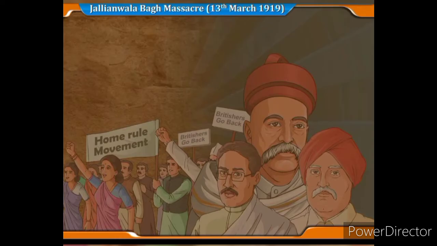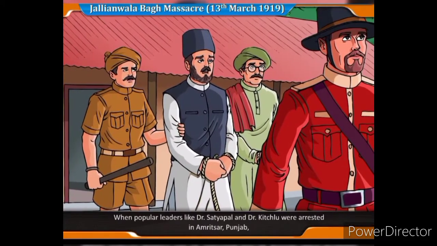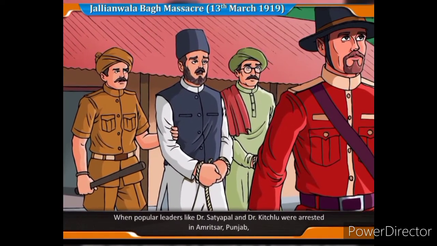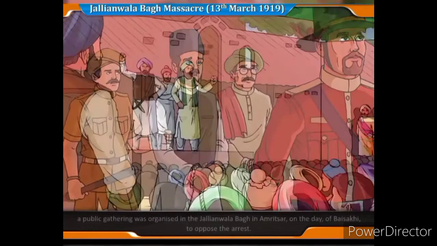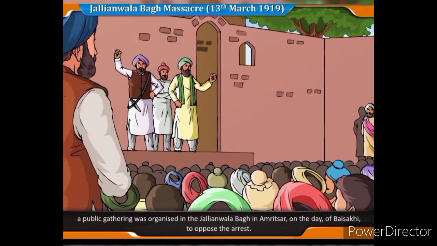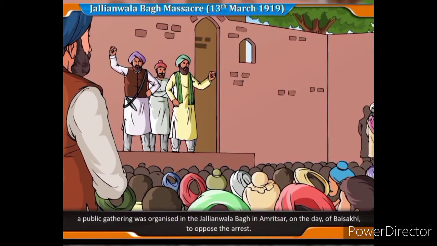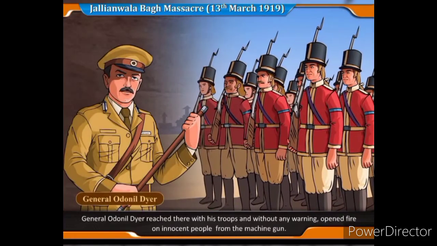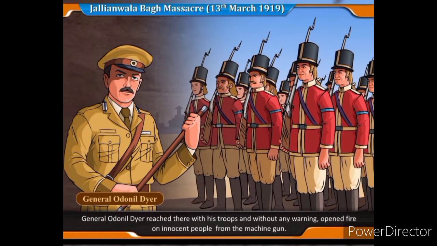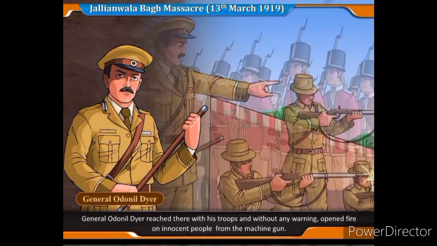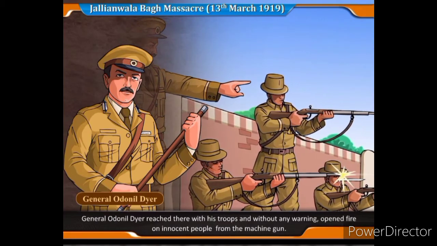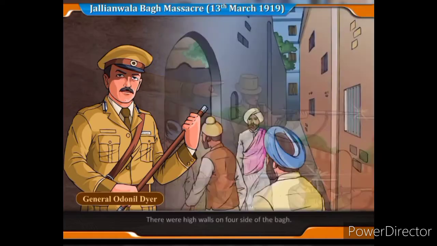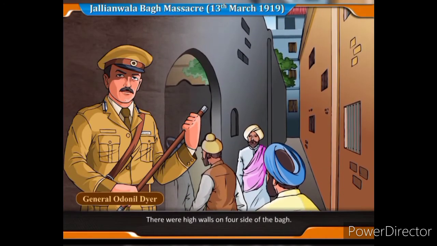Jallianwala Bagh Massacre, 13th April 1919. When popular leaders like Dr. Satyapal and Dr. Kichlu were arrested in Amritsar, Punjab, a public gathering was organized in the Jallianwala Bagh in Amritsar on the day of Baisakhi to oppose the arrest. General Dyer reached there with his troops and without any warning opened fire on innocent people from the machine gun. There were high walls on four sides of the Bagh.